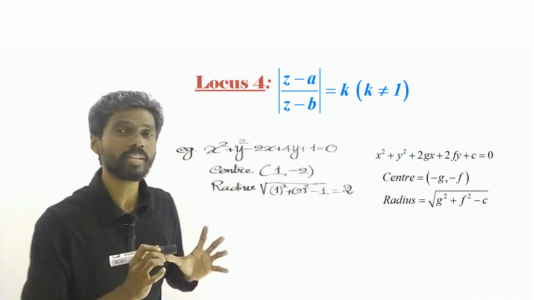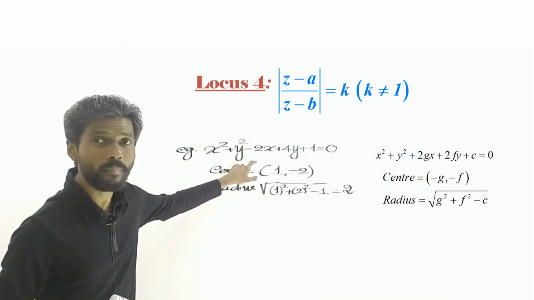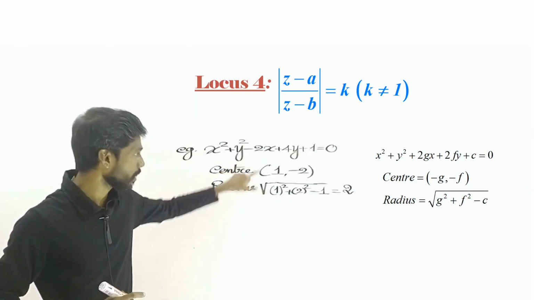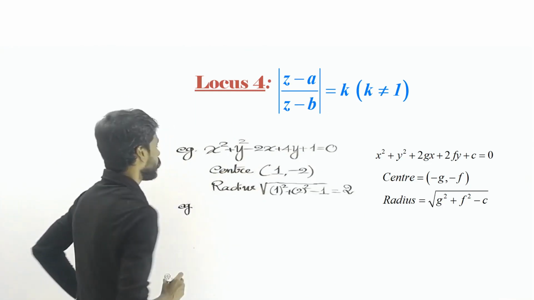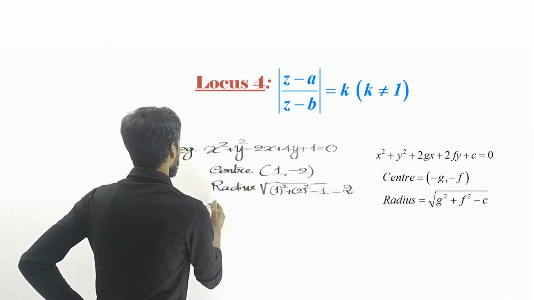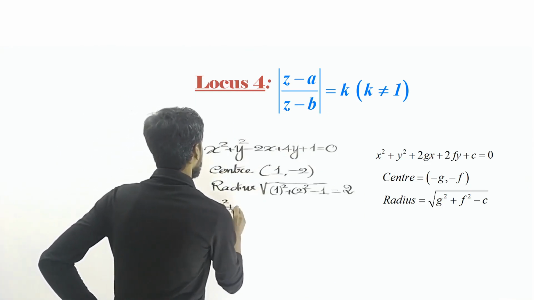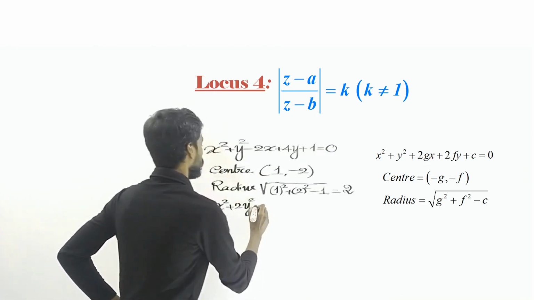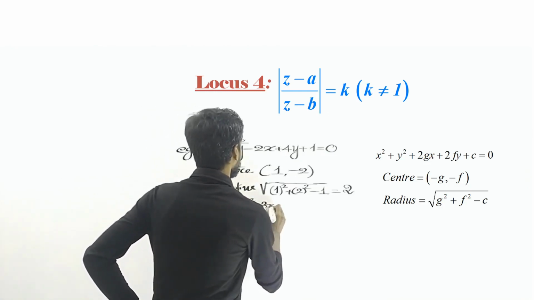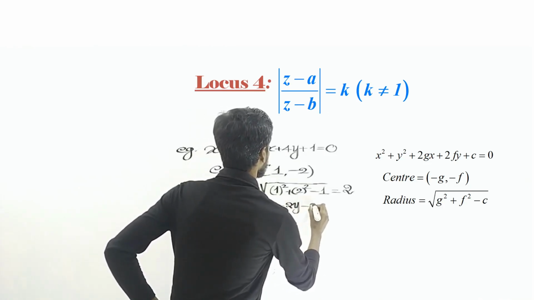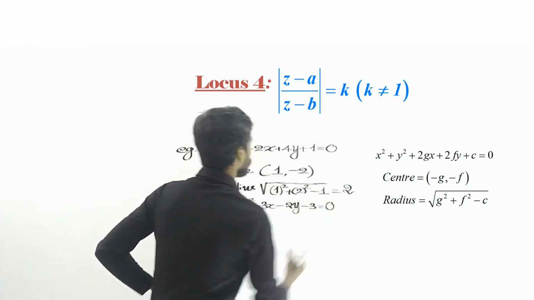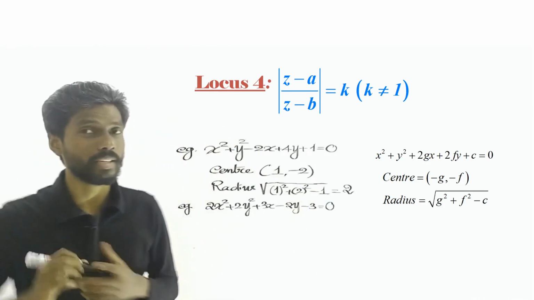That's all. If the equation of circle is written in this form, we can directly write the center and radius using this idea, right? So that's all. So let us take another example. So you want to find the center and radius of this circle, okay? 2x square plus 2y square plus 3x minus 2y minus 3 equals 0. So this is the circle equation. You have to find the center and radius.